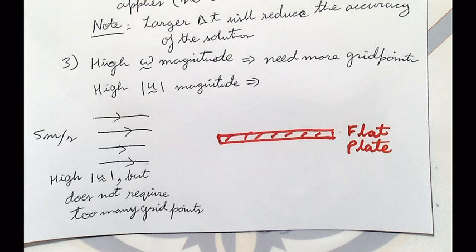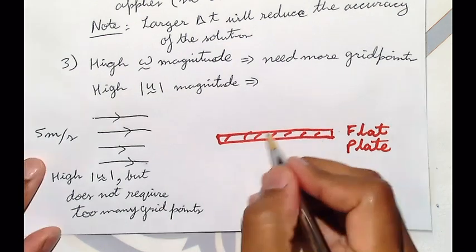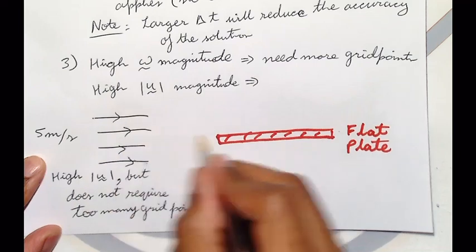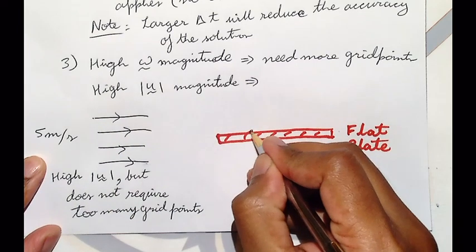Boundary layers on both sides. All right, there will be boundary layers on both sides. Why? Because on the surface of the plate, the velocity of any fluid particle has to be 0.